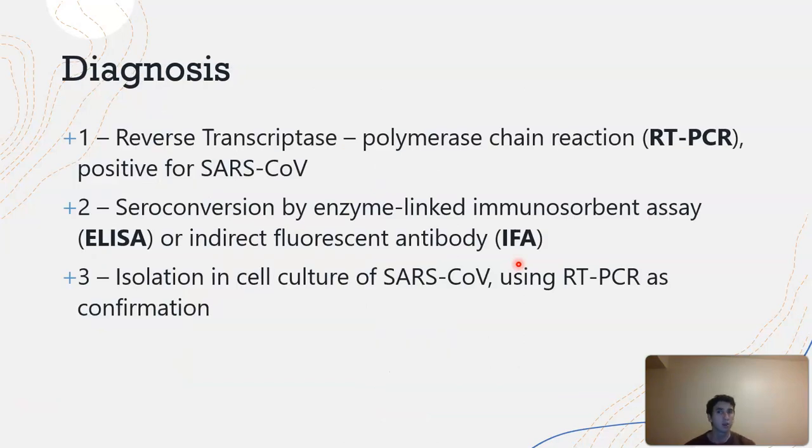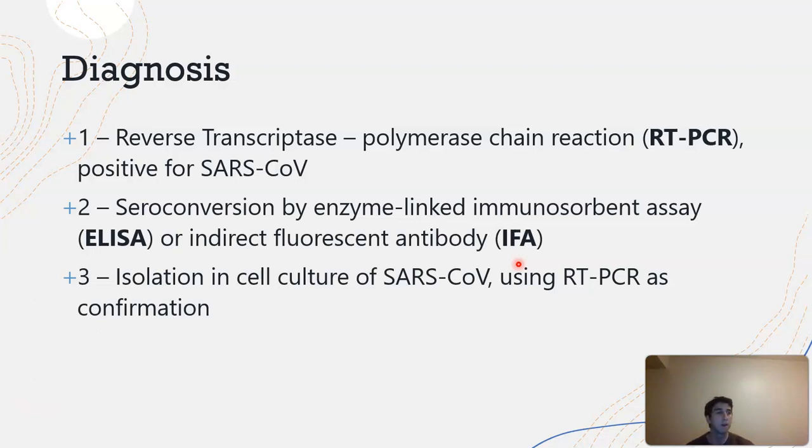You could diagnose SARS at the time 3 ways. First being RT-PCR, which stands for reverse transcriptase polymerase chain reaction. This is basically just testing for the virus itself, the SARS coronavirus. The second being seroconversion by enzyme-linked immunosorbent assay, or indirect fluorescent antibody. This was mainly testing for antibodies to the SARS coronavirus that may have been present in your body. Third being isolation in cell culture of SARS coronavirus using RT-PCR as a confirmation.